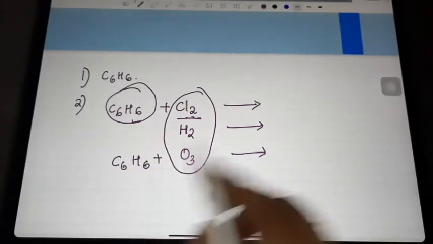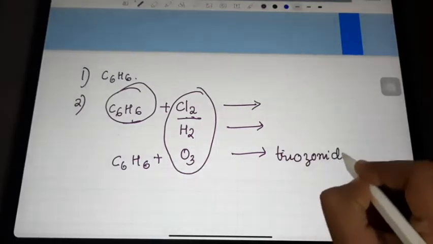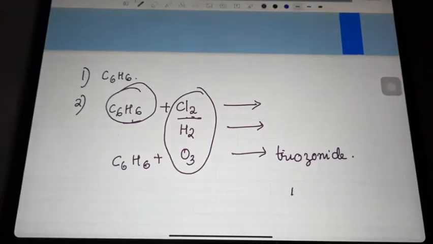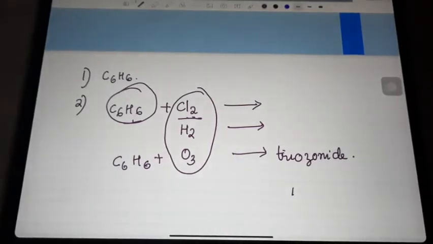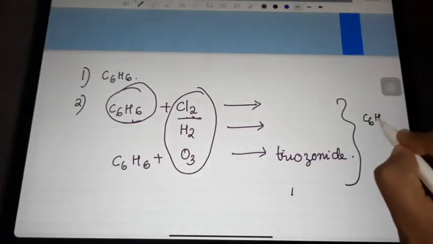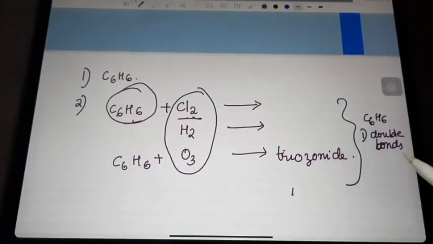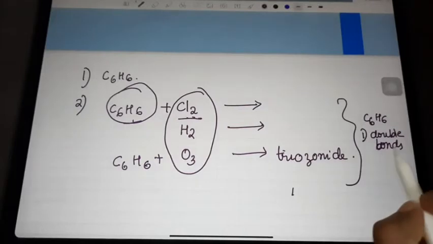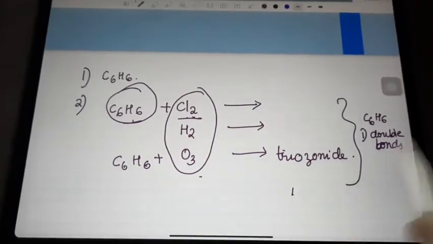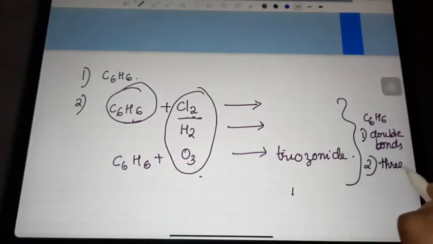Benzene, when it reacts with ozone, forms triozonide. Why is it forming the triozonide? Because there are 3 double bonds in between. That's why it forms triozonides. So due to these addition reactions, it is confirmed that C6H6, that means benzene, has double bonds. Why are we saying that there are 3 double bonds? Because the reaction with ozone forms triozonide. Why does it form tri? Because of 3 double bonds.